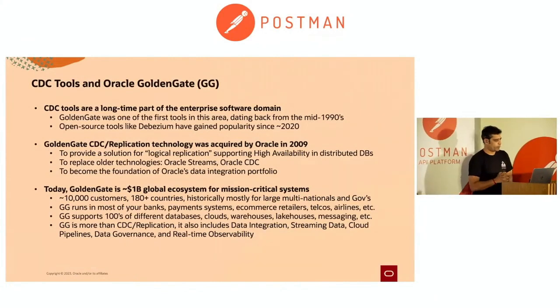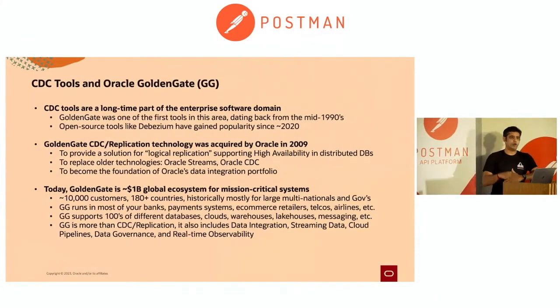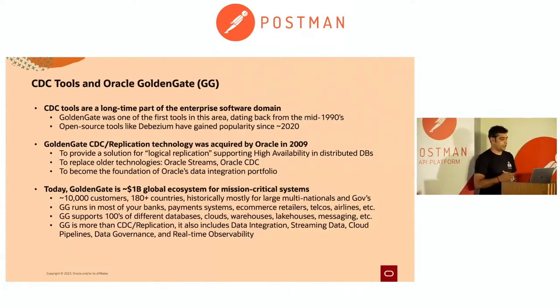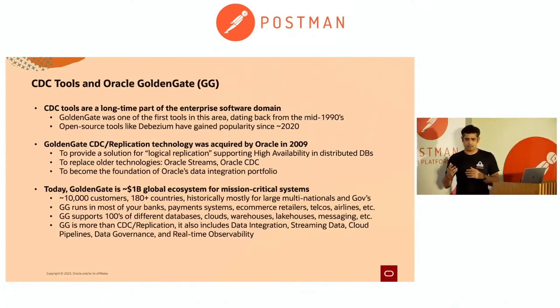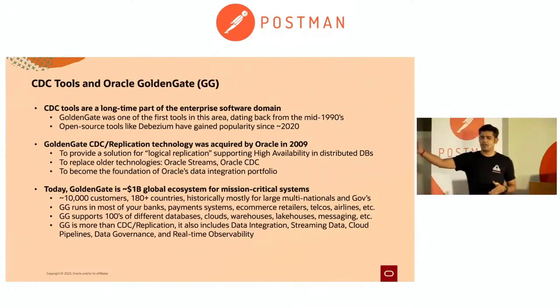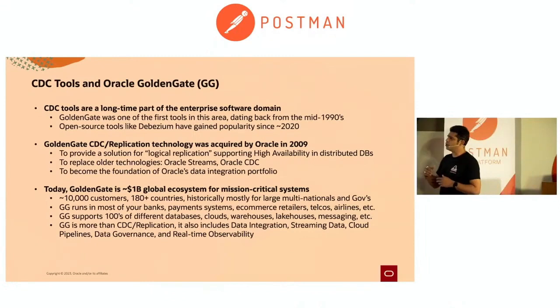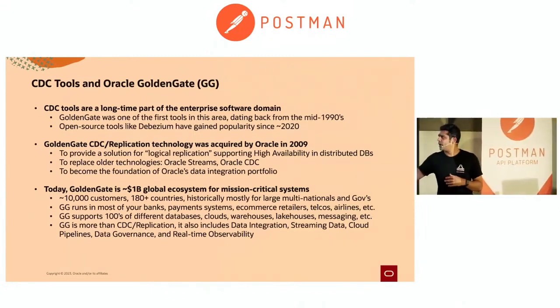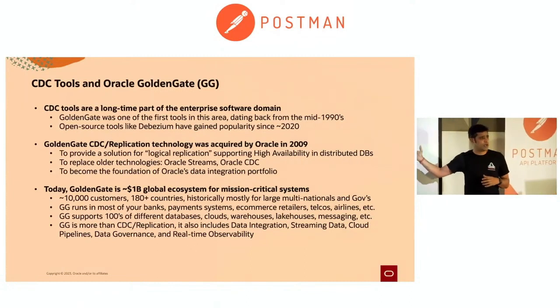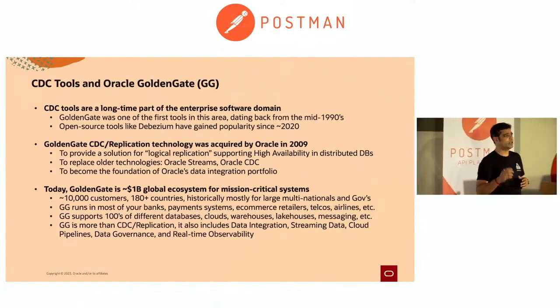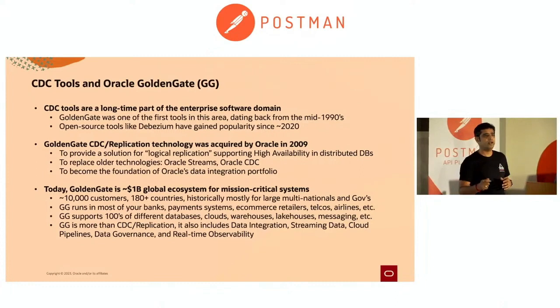So now GoldenGate. GoldenGate was one of the oldest, first tools in the area, from the 1990s itself. To tell the history of GoldenGate, for example, Debezium is famous since 2020, but we have been in the market from the 1990s. GoldenGate was mainly developed to provide high availability for distributed databases. So Oracle GoldenGate is basically a replication tool, wherein you can replicate data from any database to any database. So it's an Oracle product.